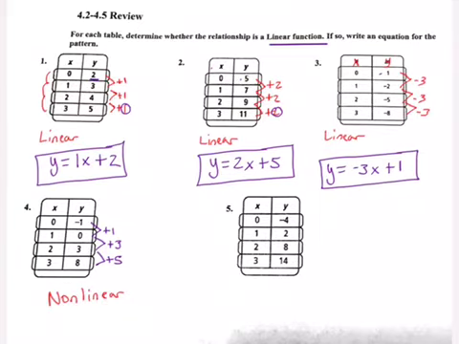Question 5, our x's are going up by 1, so we're good. Then we look at the change. They are going up 6, and up 6. So they're adding 6 each time. That's constant, so this is linear. And then that 6 becomes your slope. So y equals 6x. And I know it's going to be minus 4.